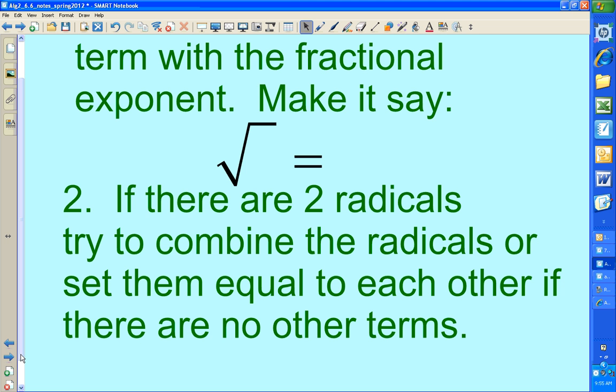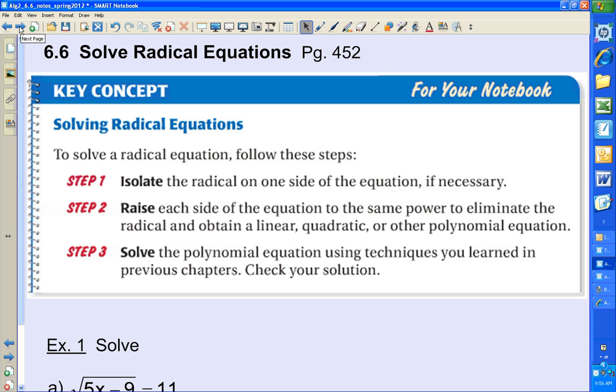If there's only the 2 radicals, you could make it say radical equals radical, and then you'd square both sides and the radicals would disappear. That would be great. But there's also going to be times when there's a radical on one side and a radical plus or minus something on the other. When that happens, and we'll do that in a few minutes, that's where it gets really tricky. You have to square both sides, isolate the remaining radical, square both sides again. It's kind of time consuming. So when you have multiple radicals, you just got to be careful.